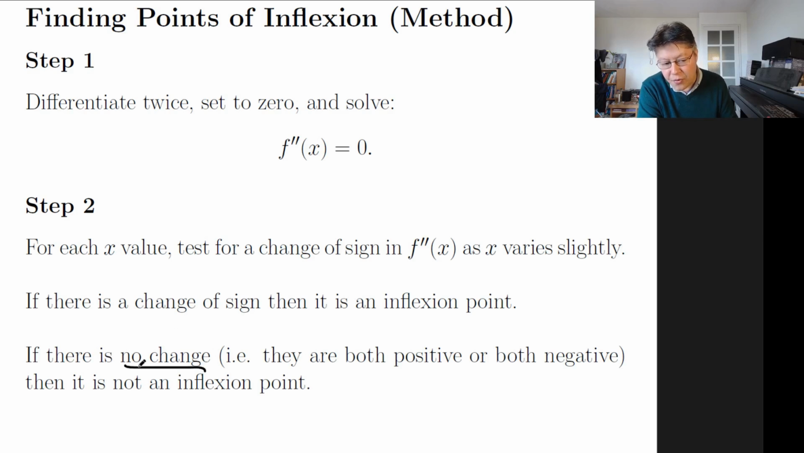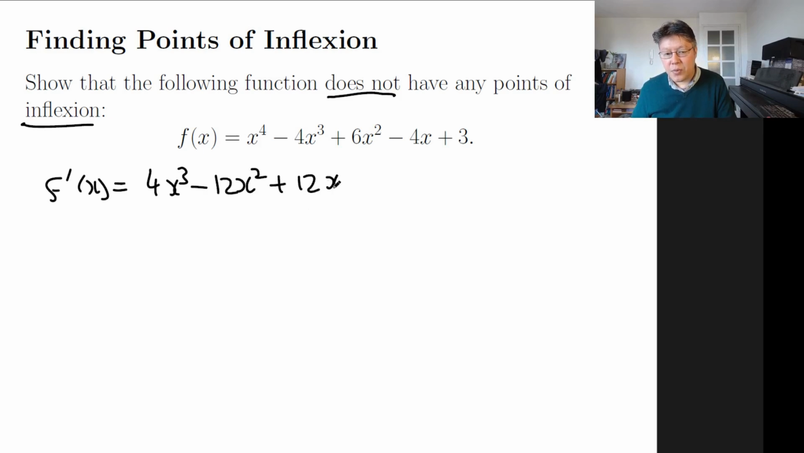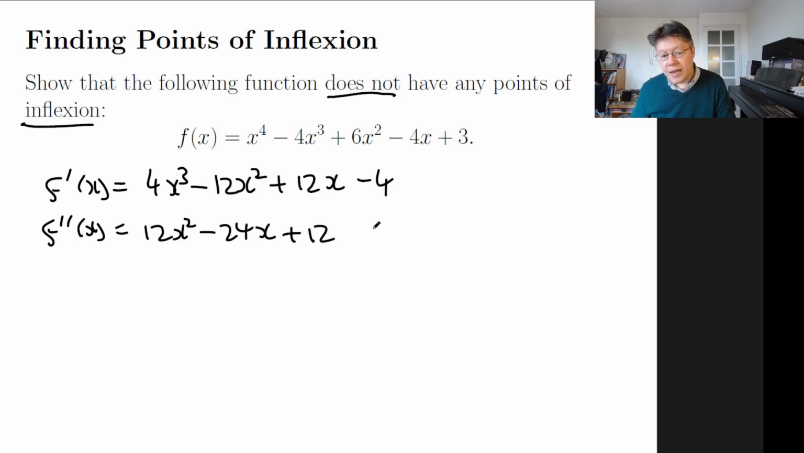This is what we'll be looking for, and therefore the point that we find is not going to be an inflection point. So let us begin by first doing the first derivative, so that we get 4x cubed minus 12x squared plus 12x minus 4. And then we differentiate a second time to give us 12x squared minus 24x plus 12, and we set this to 0 and solve this.